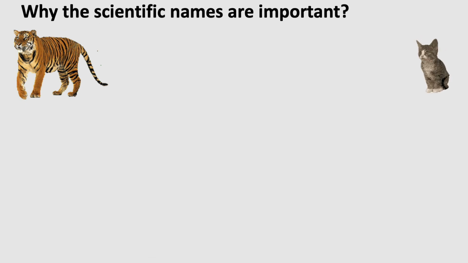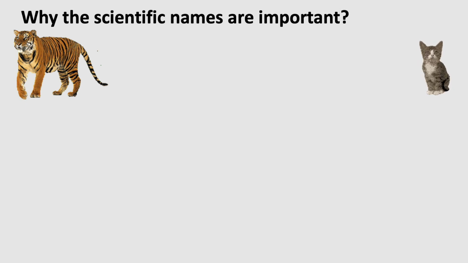So, if we can call a tiger and a cat, then why do we need their scientific names? Our next question is why the scientific names are important. So let's play a game. I'll give you a clue and you guess which animal I'm talking about.